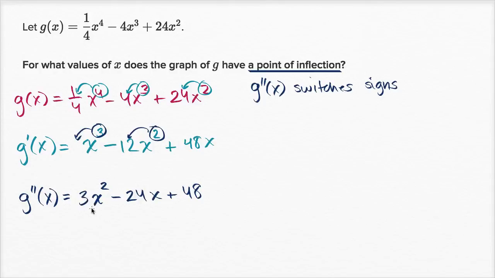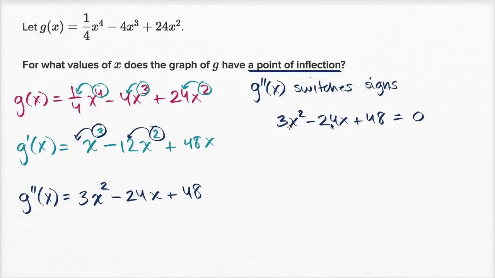So let's think about where this switches signs. And this is a continuous function. It's going to be defined for all x's. So the only potential candidates of where it could switch signs are when this thing equals 0. So let's see where it equals 0. Let's set it equal to 0. 3x squared minus 24x plus 48 is equal to 0.